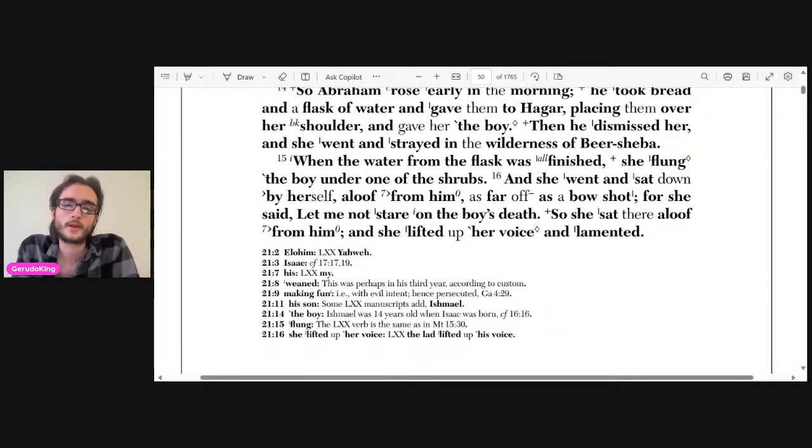When the water from the flask was finished, she flung the boy under one of the shrubs, and she went and sat down by herself, aloof from him, as far off as a bow shot, for she said, "Let me not stare on the boy's death." So she sat there aloof from him, and she lifted up her voice and lamented.